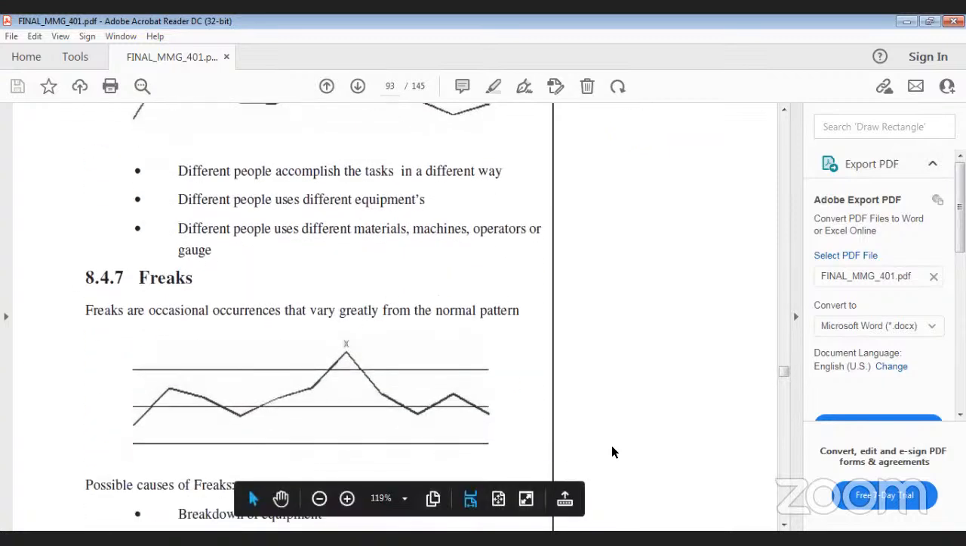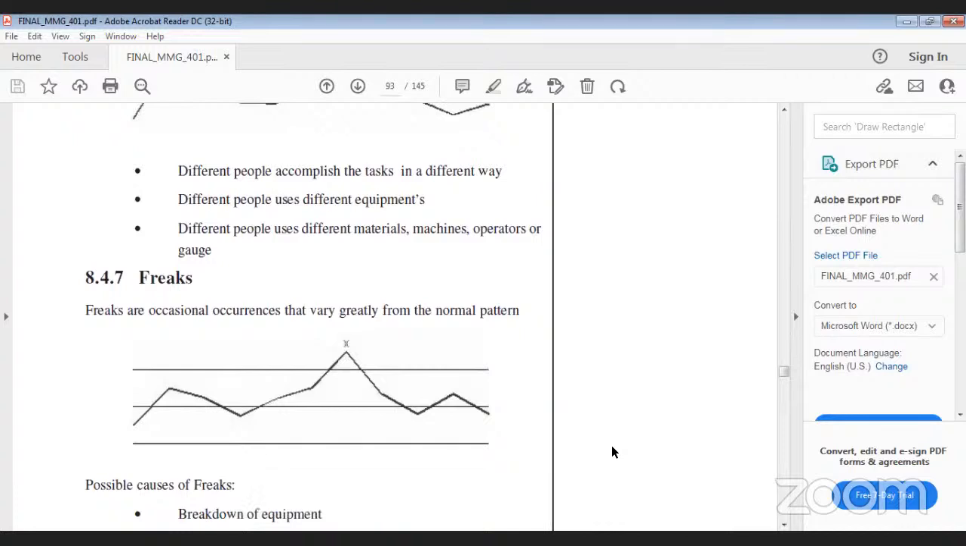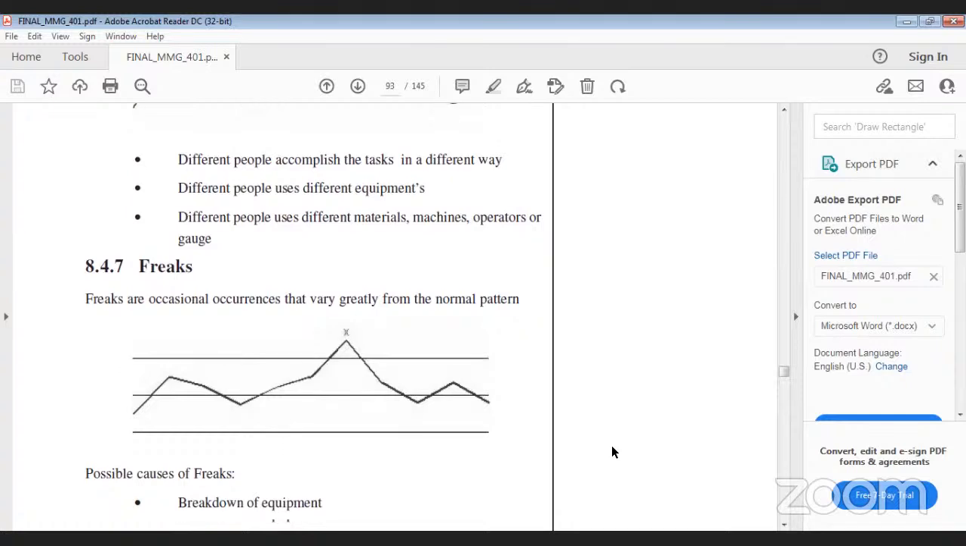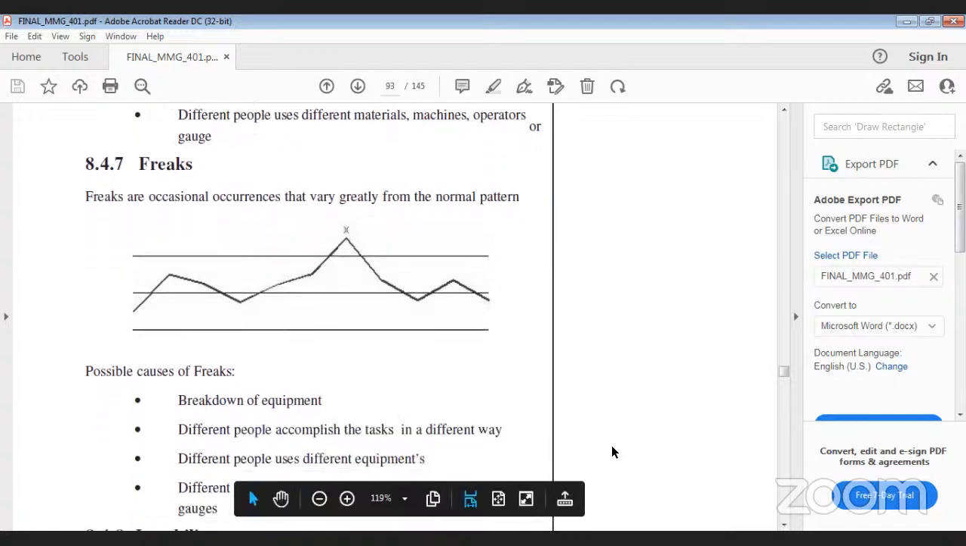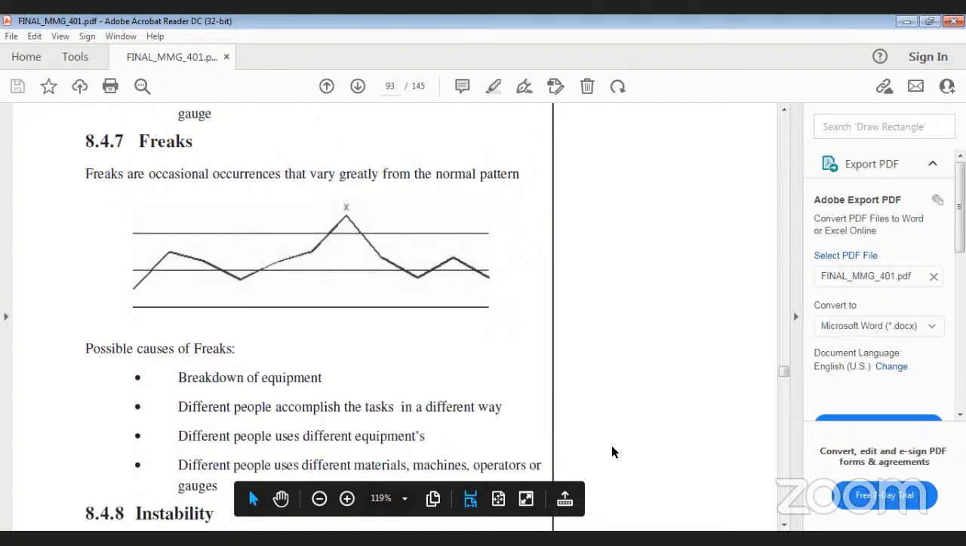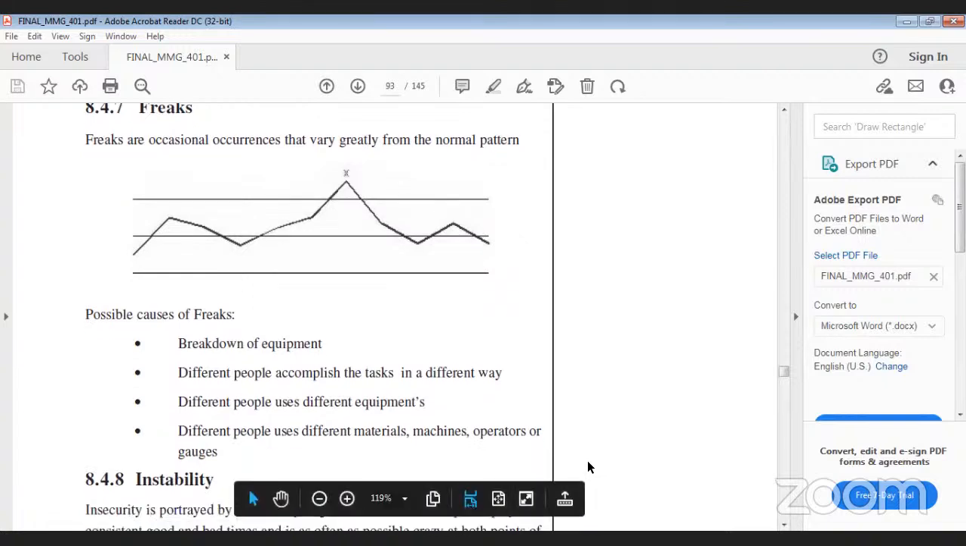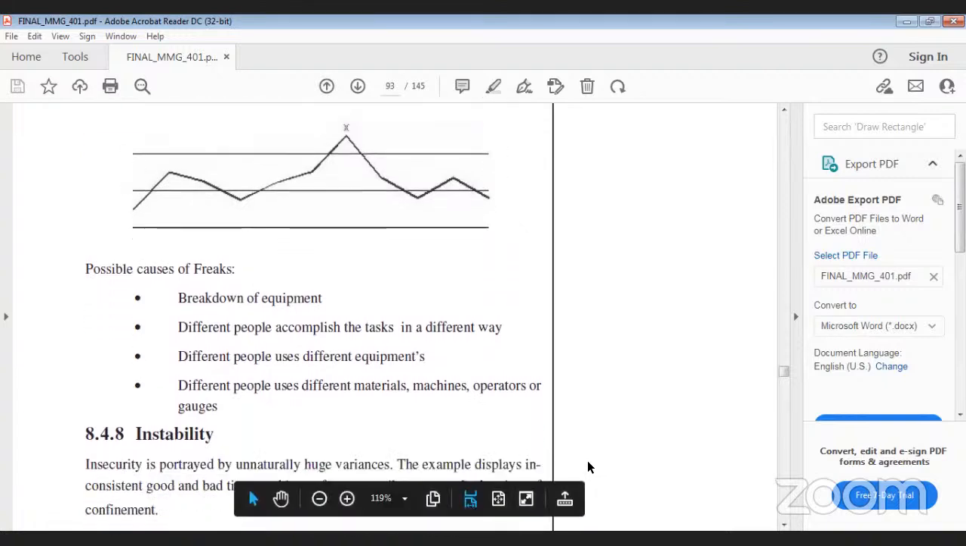There are freaks here. Freaks are occasional occurrences that vary greatly from the normal pattern here. The figure is given here, and the possible causes of the freaks are given here: breakdown of equipment, different people's accomplishment. Then there are some points that must be here.